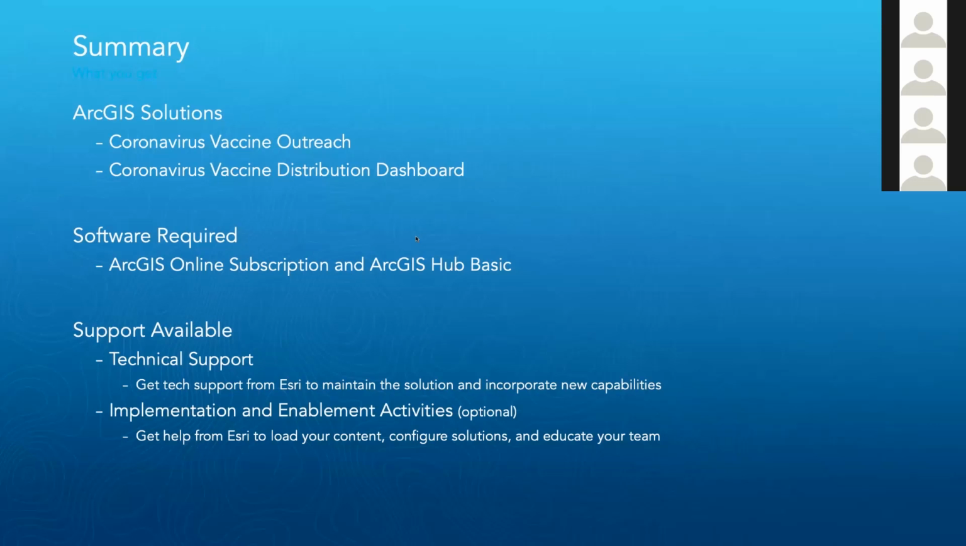We showed you two ArcGIS solutions that were released right before Christmas, coronavirus vaccine outreach and the vaccine distribution dashboard. And they require an ArcGIS Online subscription and ArcGIS Hub Basic, which obviously comes with ArcGIS Online. So there's very little software required to get started with these solutions. As I mentioned early on in the presentation, all of these solutions are fully supported.